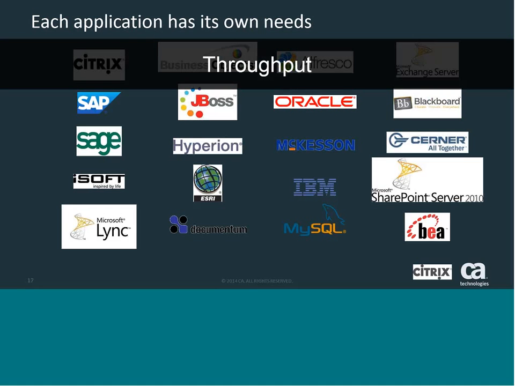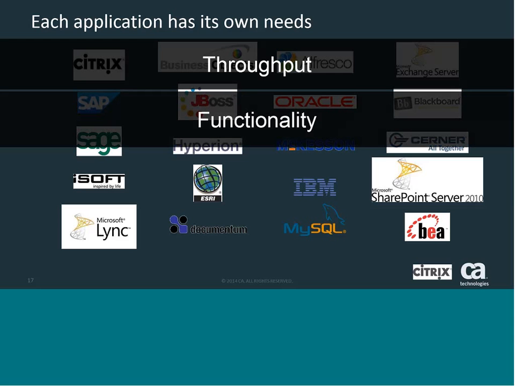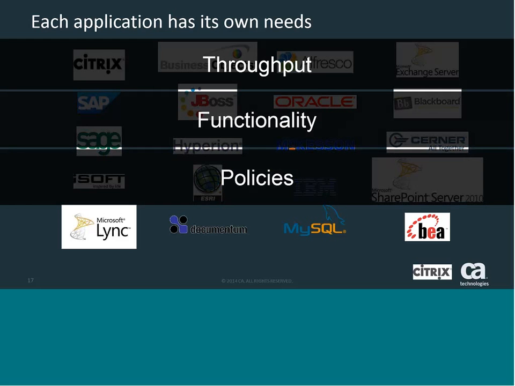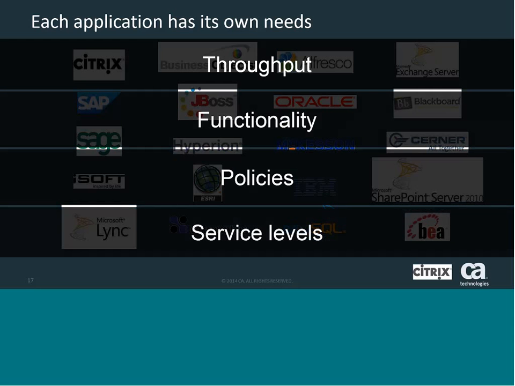What they need are, they all need the same kinds of capabilities or the same function, but they apply it in very different ways. So for example, the different applications need different levels of network throughput. Next. They need different functionality. Next. How that functionality gets expressed is expressed as different policies. Next. And then, of course, the service levels that they expect are very different as well.